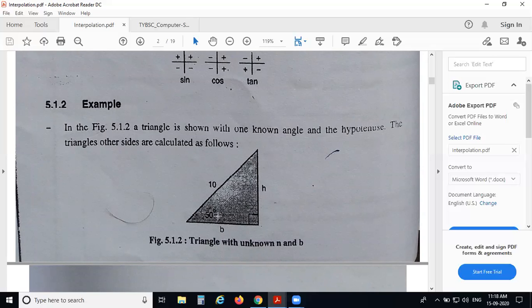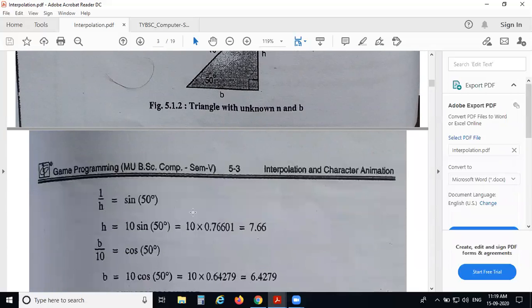That is the angle beta has the value 50 degree and hypotenuse has 10 length. The triangle other sides are calculated as follows. Here the other sides, that is opposite side and adjacent side, are calculated. So here only the angle beta and the value of hypotenuse is given. So 1 upon h is equal to sin 50 degree. Here it takes the sin beta value, that is sin beta is equal to 1 upon h.